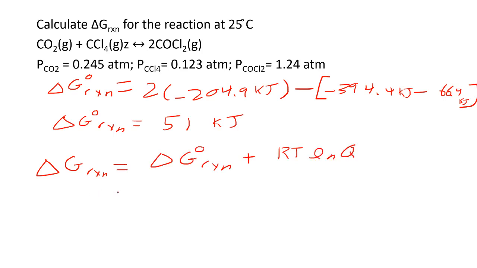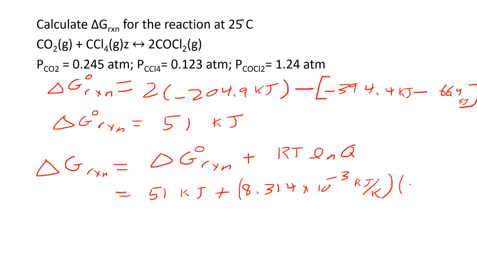So now I just have to plug this stuff in. We have 51 kilojoules plus R, which is 8.314 times 10 to the negative 3 kilojoules per Kelvin. Remember, you've got to convert it into kilojoules because R, which was just 8.314, would be in joules, and that wouldn't match our value for delta G here. So you have to convert this value into joules or R into kilojoules. I like doing this in kilojoules because that's what delta G tends to be in.